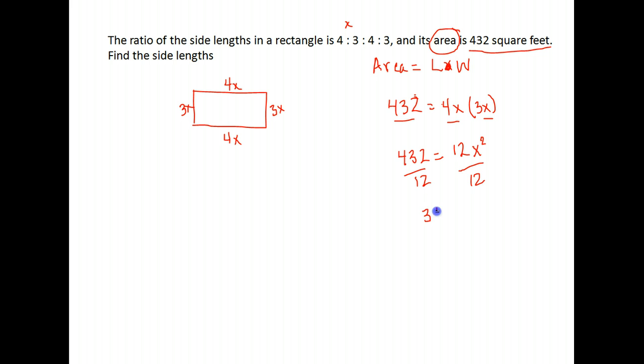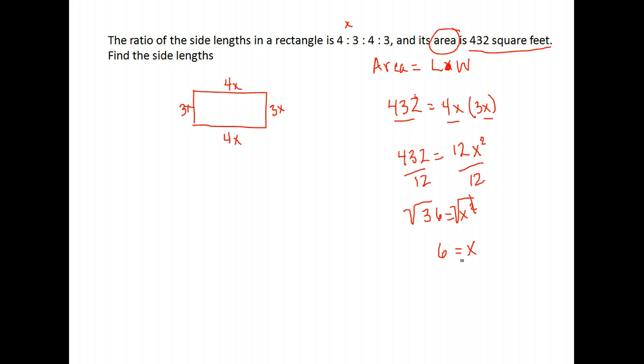We get 36 is equal to x squared. Now we want to do opposites when solving equations. The opposite of squaring an x is doing the square root. So to solve this, we do the square root of each side. We're basically asking what number times itself is 36. It's either 6 or negative 6, but this is the length of a rectangle, so 6 is really our only option.